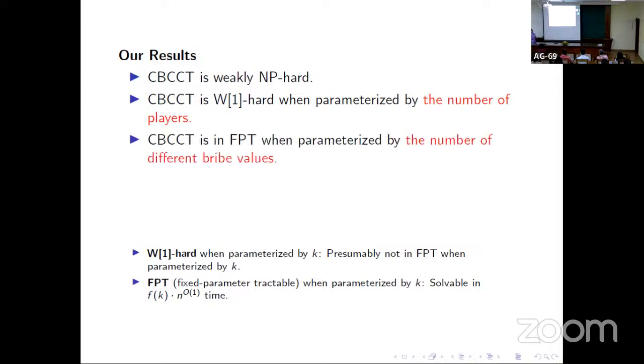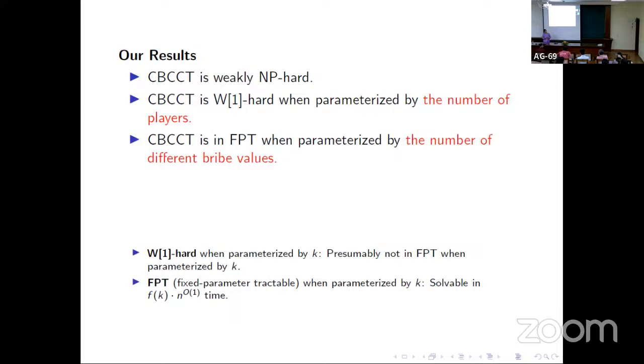Then we consider another parameter, which is the number of distinct bribe values, and we prove that this problem is FPT with respect to this parameter. It seems that with a limited number of bribe values, the scale of n also reduces, right? No, not necessarily, because the number of players may be more, but all they are offering is a very small number of bribes. So this is also possible.